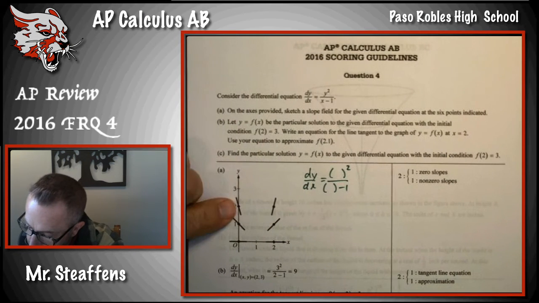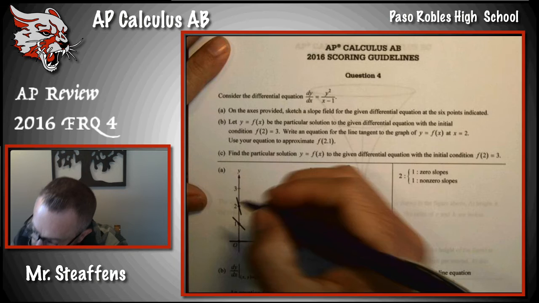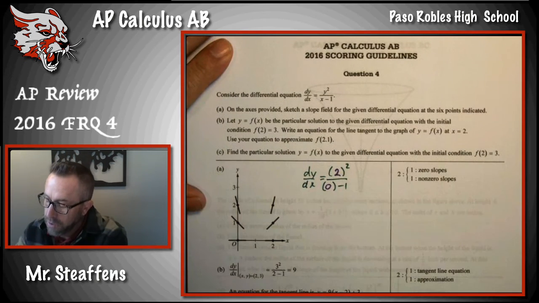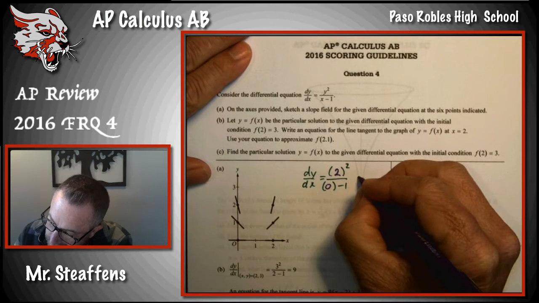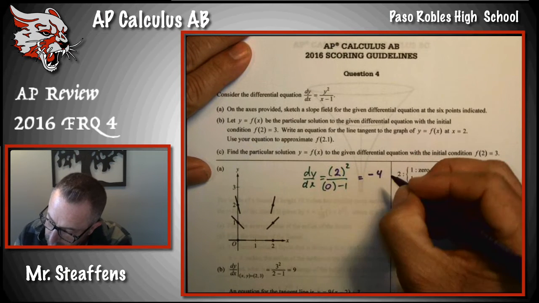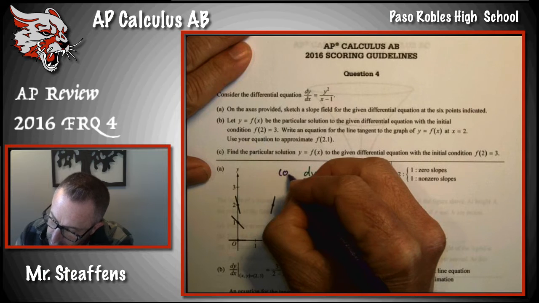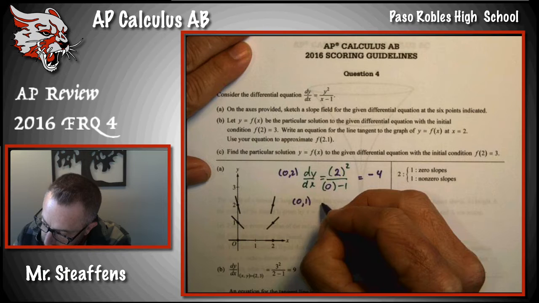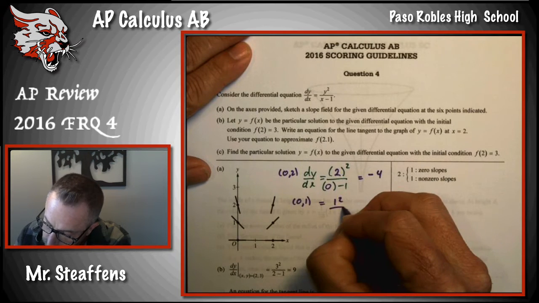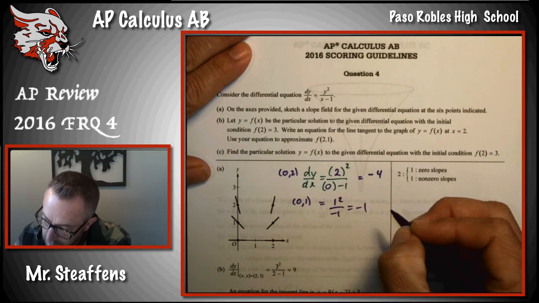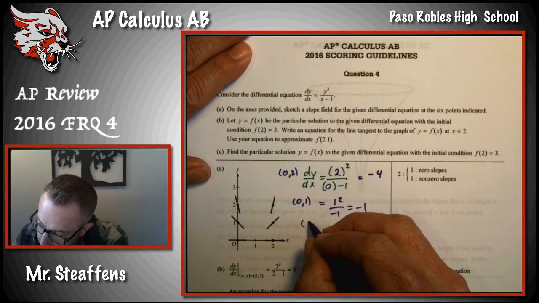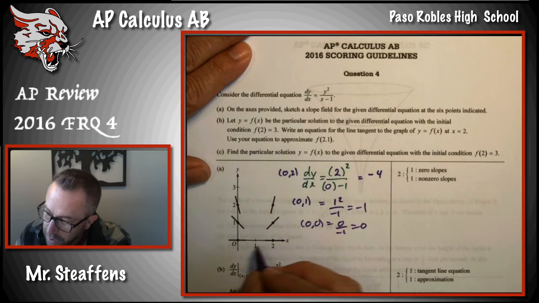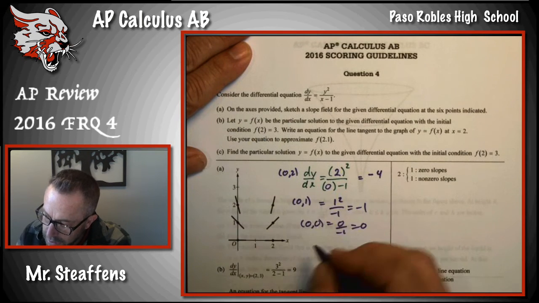So I would go ahead and plug in these points, like 0, 2. So x is 0, y is 2, which means my slope would be negative 4. That's at 0, 2, so I draw a slope of negative 4. I plug in 0, 1. That would be 1 squared over minus 1, a slope of negative 1. I plug in 0, 0. That would get me 0 over minus 1, that's 0. So I'm just plugging in all of these coordinates and drawing my slopes.